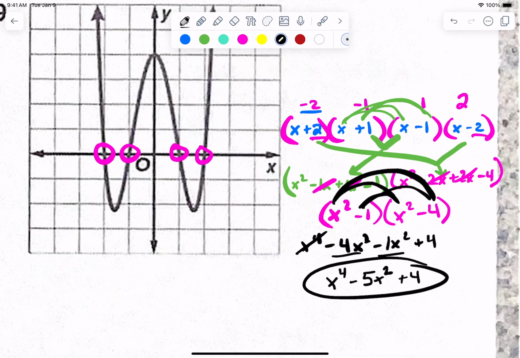Normally we are used to being given this and then having to break it down and get those answers, right? But here they're giving it to us in reverse. They're saying, here are the answers, build me an equation. Okay, so that's what we got: x to the 4th minus 5x squared plus 4. That's what this thing is.